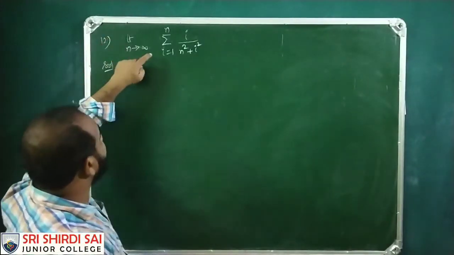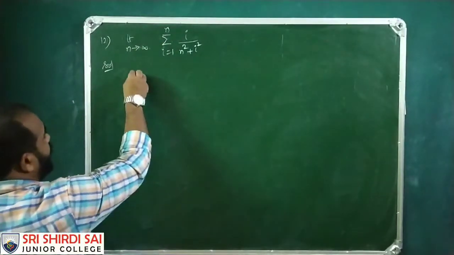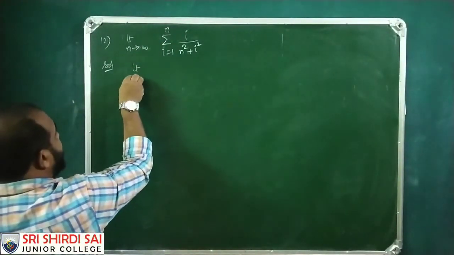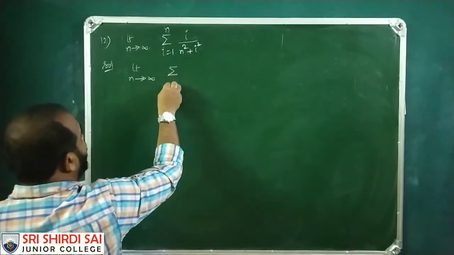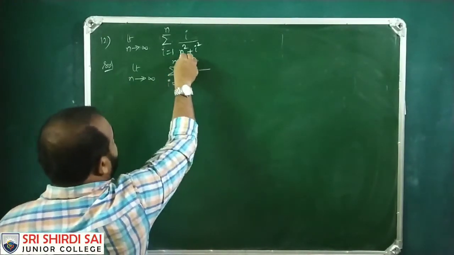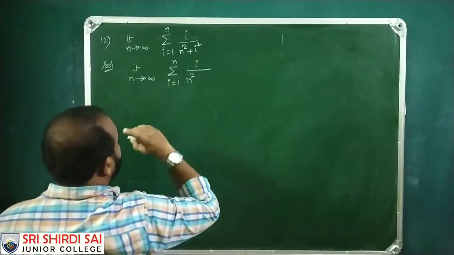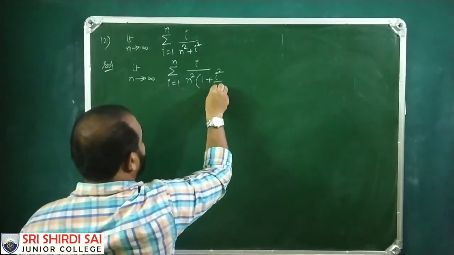Limit n tends to infinity, sigma i runs from 1 to n, i by n square plus i square. So this is limit n tends to infinity, i runs from 1 to n, i by, take n square as common, then 1 plus i square by n square.